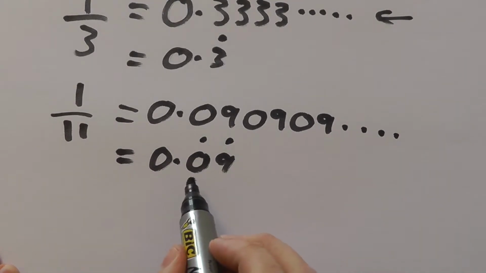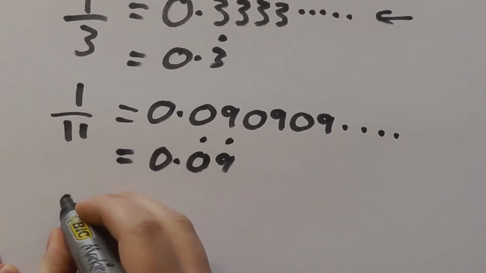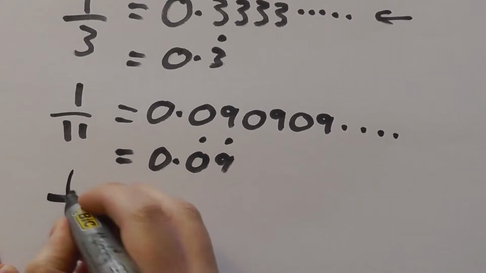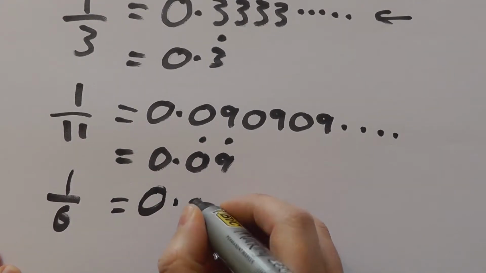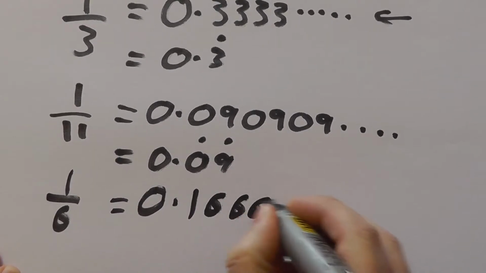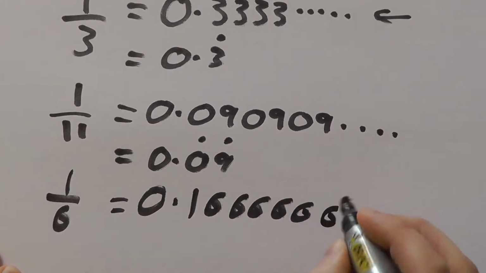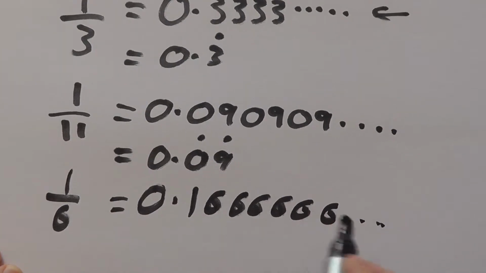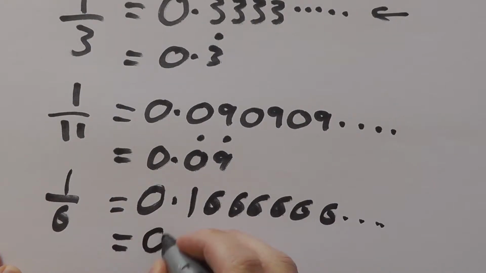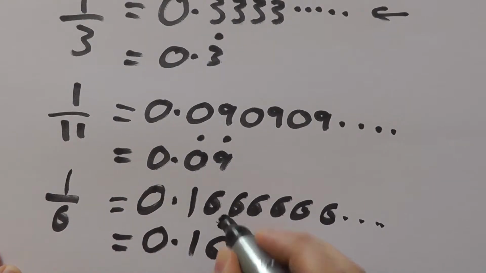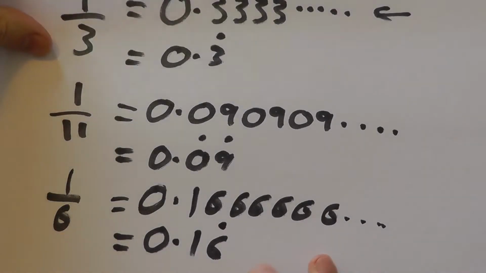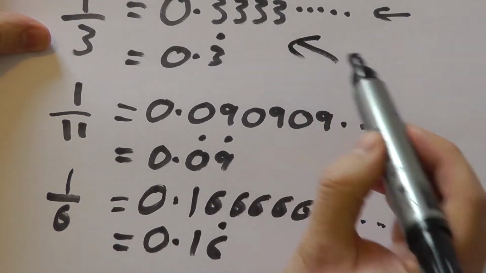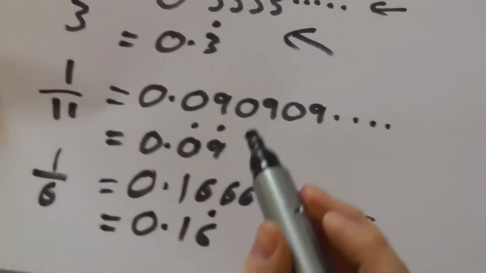The other thing that's worth noting is that the repeat doesn't have to start directly after the decimal point. You could have 1/6, which is 0.1666666 dot dot dot. It's important to put the dots there, otherwise it looks like it ends at that point. If you want to, you can write it as 0.16 with a dot over the 6. Anyway, that's an aside. I think the 1/3 is more interesting for what we're trying to prove, and I'll tell you why shortly.